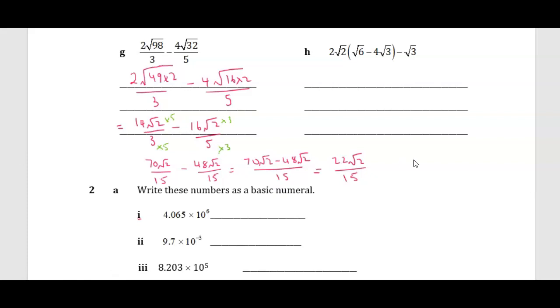So we've got 2 root 2 times this. Okay, so we've got to do this multiplication first. So I'm going to do it in one go. So 2 doesn't multiply with anything. So 2 times 6 is going to be 12. 2 times 4 is 8. And then 2 times 3 is 6. And then we've got minus root 3 on the end.